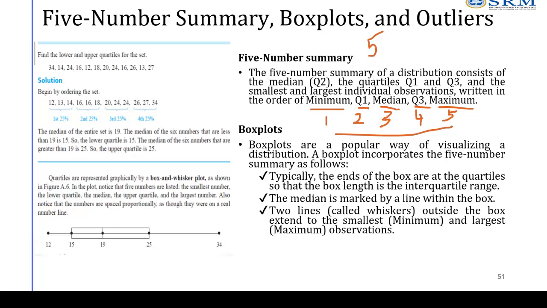The five-number summary of a distribution consists of the median Q2, the quartiles Q1 and Q3, and the smallest and the largest individual observations. Usually they write it in this order: minimum, Q1, median Q2, Q3, and then the maximum.